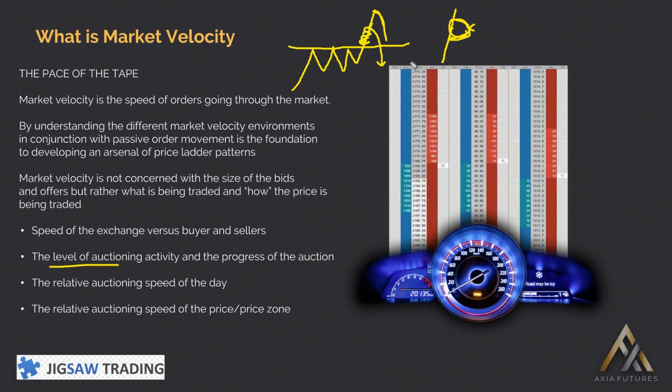But as long as it's auctioning every price, then there's a greater probability in your trade plan, in this instance for a breakout trade, for the market to continue towards the upside. Okay, and then the next point with regards to market velocity is the relative auctioning speed of the day. Now, this is really one of my favorites. If I show you what I mean, let me actually just pull a ladder for you here.